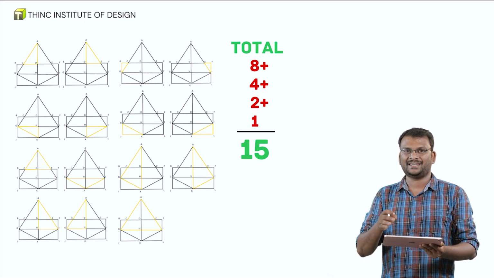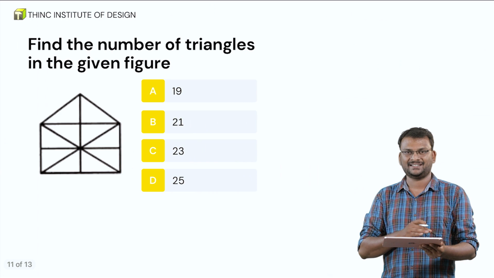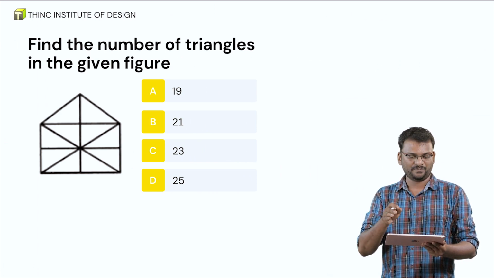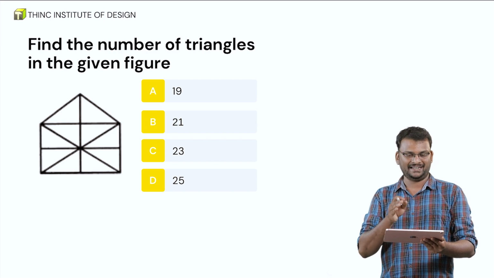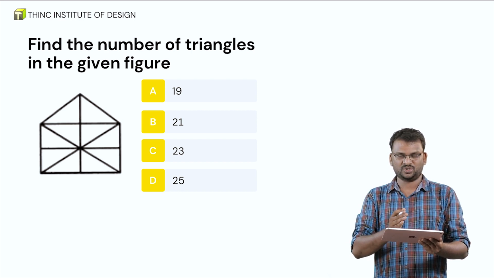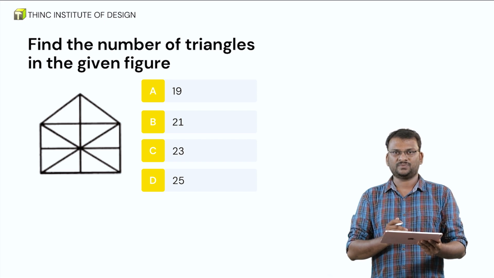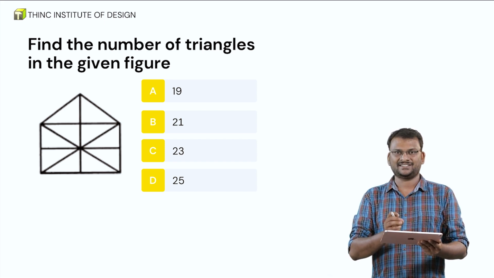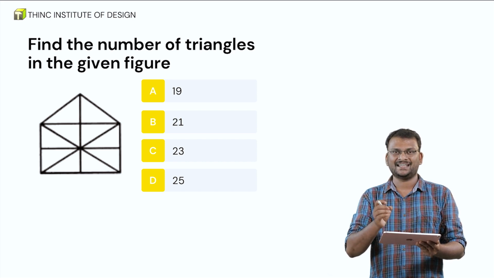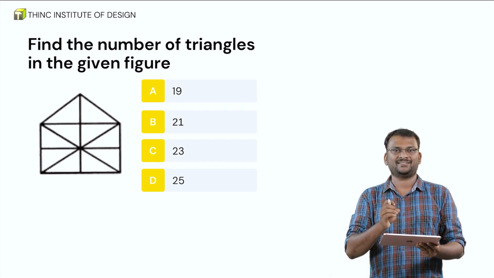Now we can try another question. You just practice this question at home. The question is: find the number of triangles in the given figure. Option A 19, B 21, C 23 and D 25. So just test, practice and achieve. You can post your answers in the comment section. We will definitely pin the right answers.